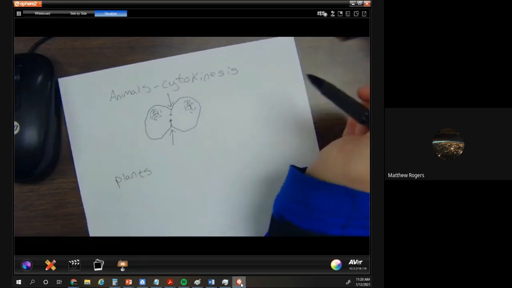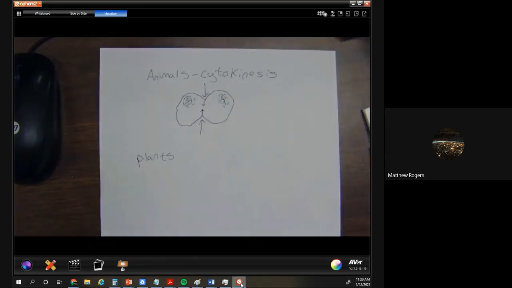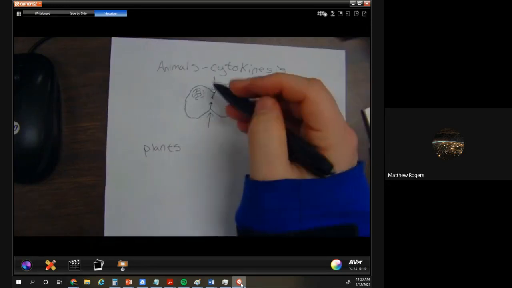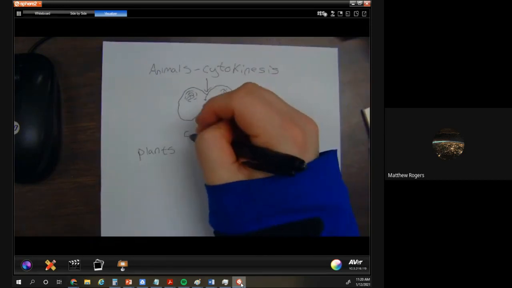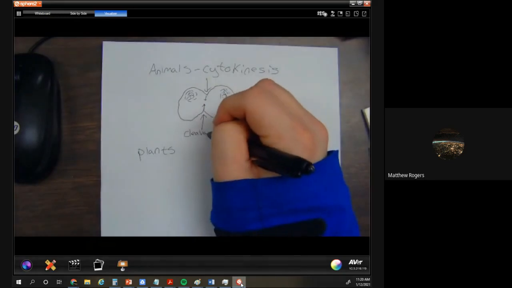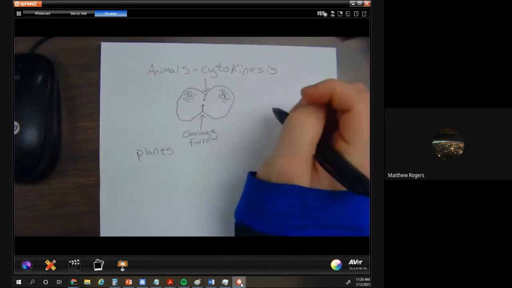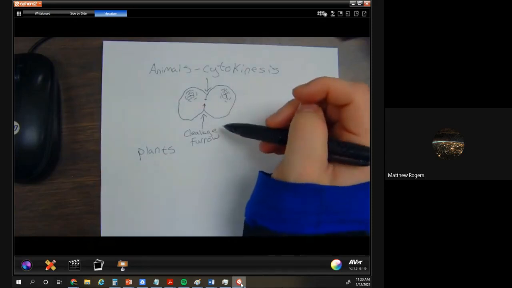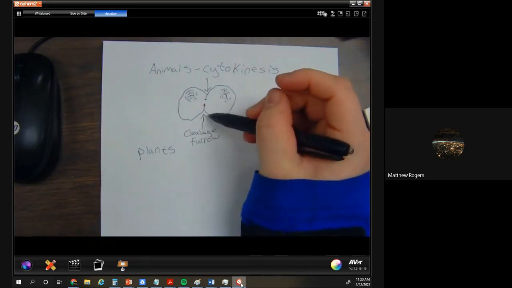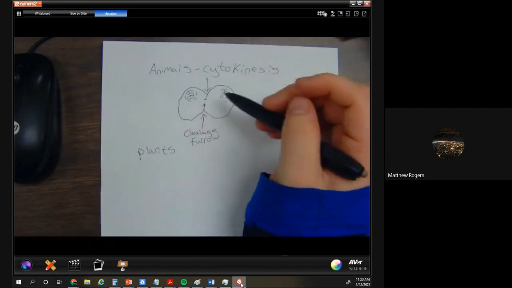It's almost like when you were little kids and you played with Play-Doh and you put it in your hand and squeezed down as hard as you can, and it came out both sides of your hand to make two separate balls of Play-Doh. That's what's happening here. We're squeezing in. This is technically called a cleavage furrow. That's a technical term. I don't know if I have that in our notes or anything like that. I just thought you might want to know. We're squeezing in to make two different cells. That is cytokinesis in animals.